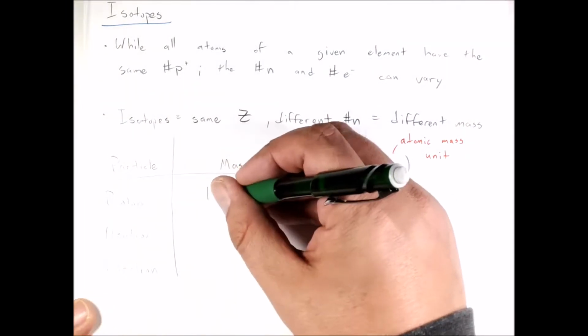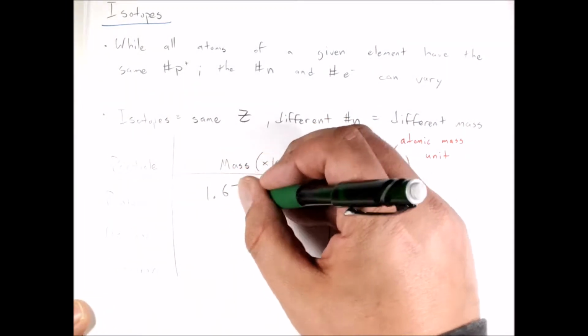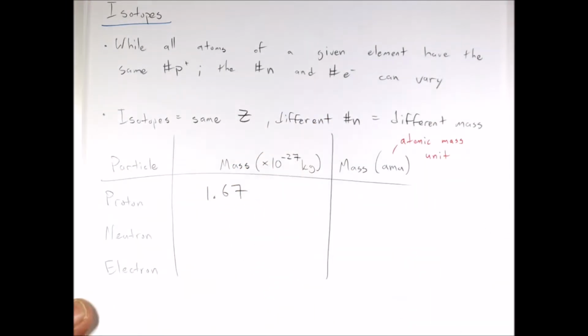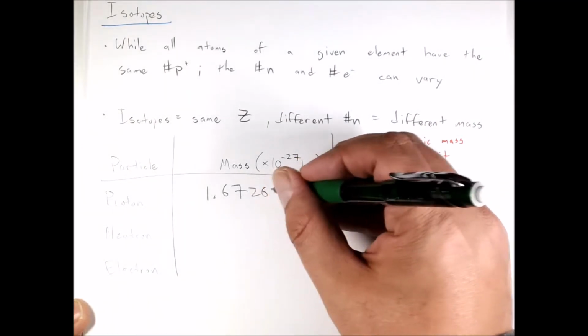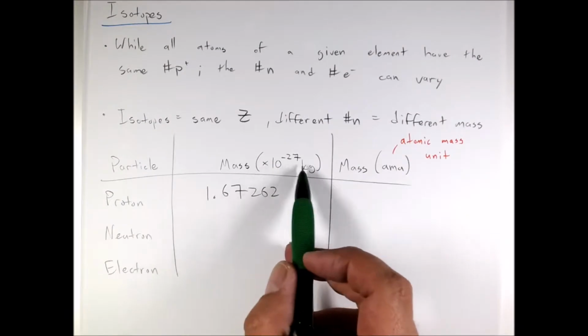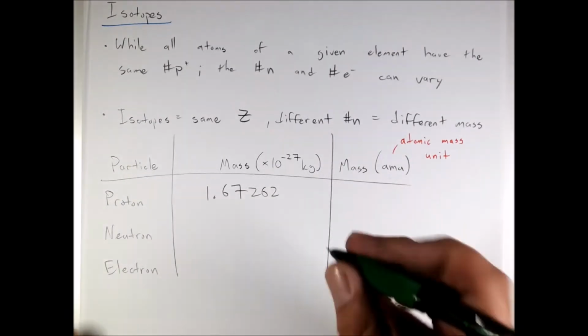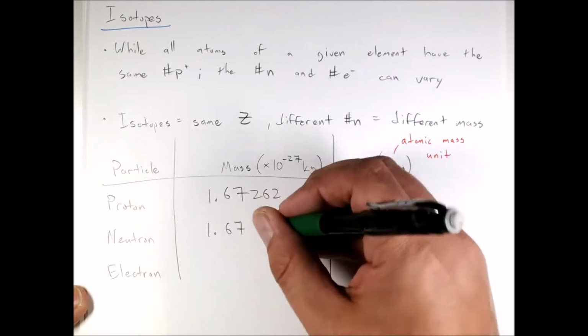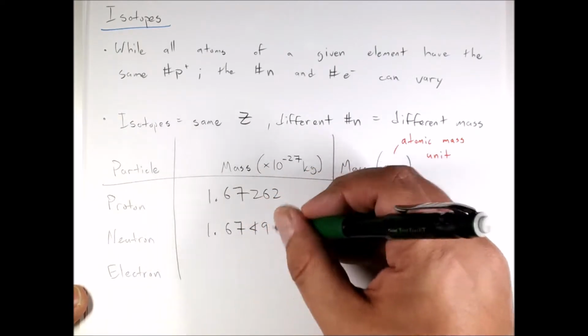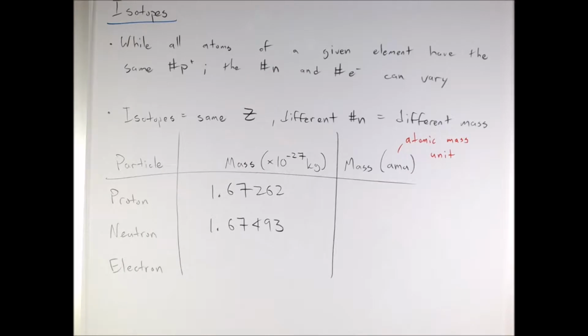So these are not numbers that I would expect you guys to memorize. I'm just going to go ahead and write them out here. So it turns out that these are 1.67262 times 10 to the minus 27 kilograms. So it's a very small number. And notice here that the neutrons are about the same weight. Just a little bit heavier, but they're still extremely small.